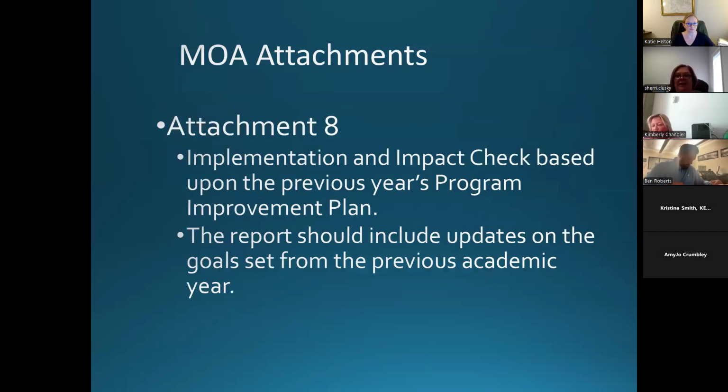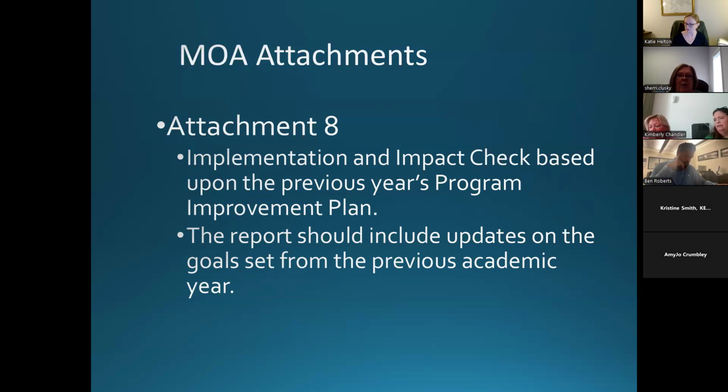Okay, attachment 8. Attachment 8 looks at what you did last year. So if we have a program that didn't operate as a KECSAC program last year, they will not have an attachment 8 because they don't have anything to look back on. Attachment 8 is saying how you did on what you had stated in attachment 7. That's all that attachment 8 is.